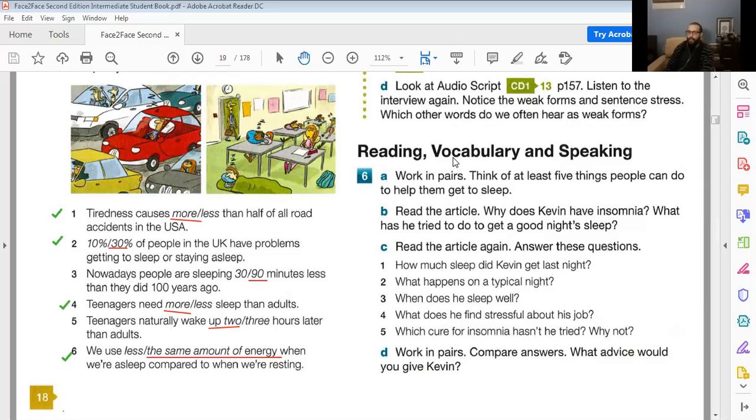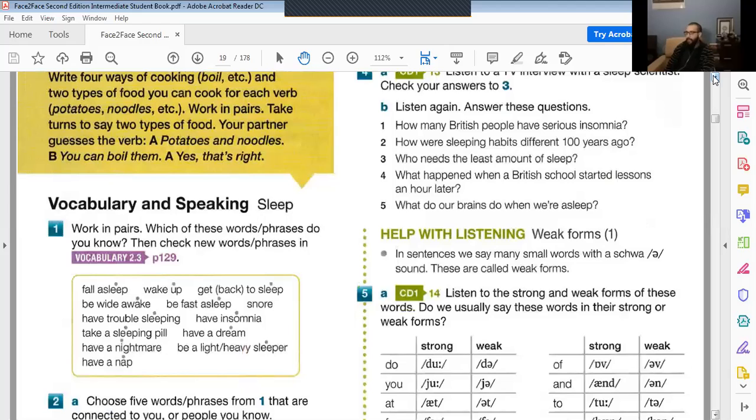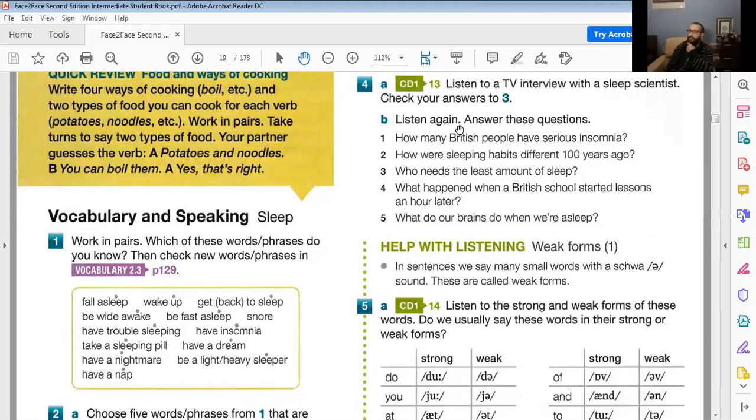Okay, that's great. Now we have another set of questions. I want to see if you can answer them before we listen again, because we're going to listen again to confirm them. But I want to see if you can answer them without listening. So according to Dr. Moore, the sleep expert, how many British people have serious insomnia?